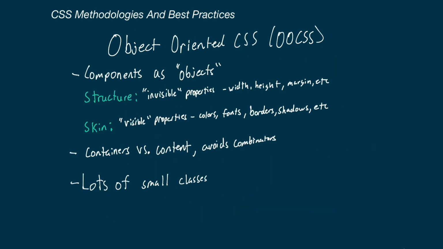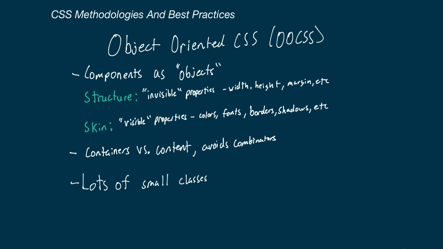Up next, we have Object-Oriented CSS, or OOCSS. This is based on the concept of object-oriented programming, and it is trying to apply that to CSS. To do so, we treat UI components as objects. Then we divide styles into two categories: structure and skin. Structure properties are the invisible properties such as width, height, and margin, while skin properties are visible, such as colors, fonts, borders, and shadows. Finally, in object-oriented CSS, we make a clear distinction between content and containers. This means that we are avoiding combinators or really any styles dependent on DOM location.